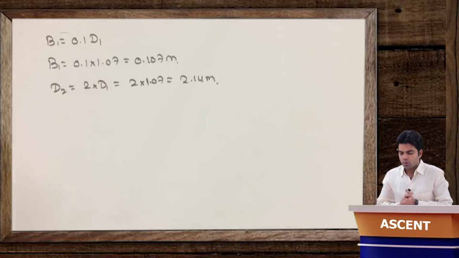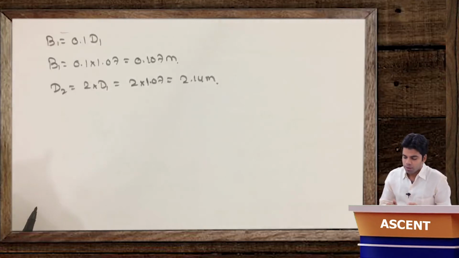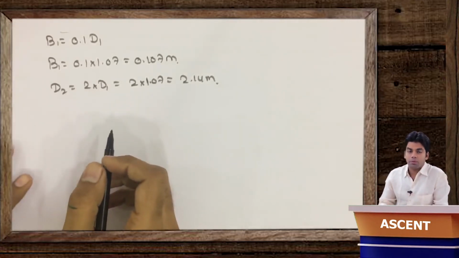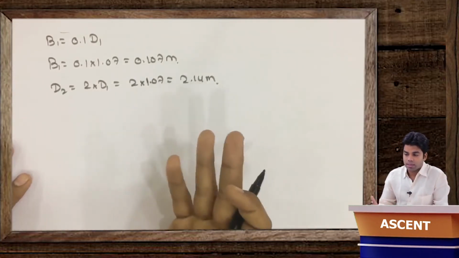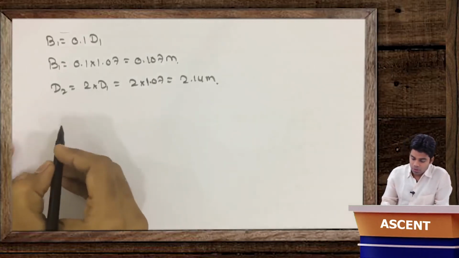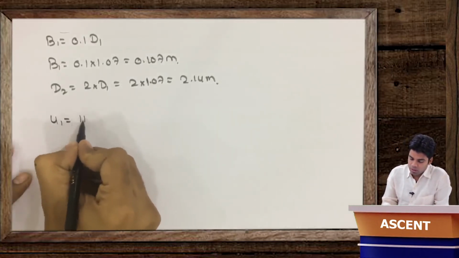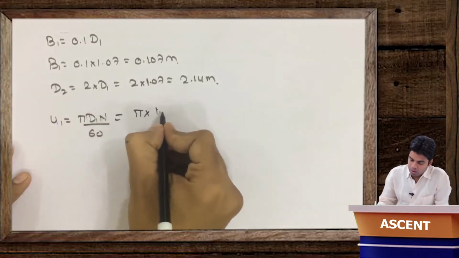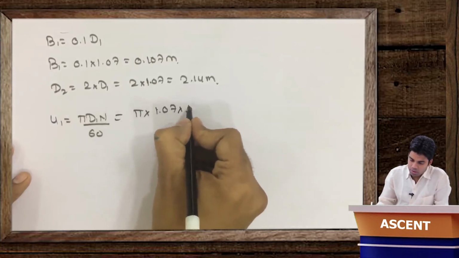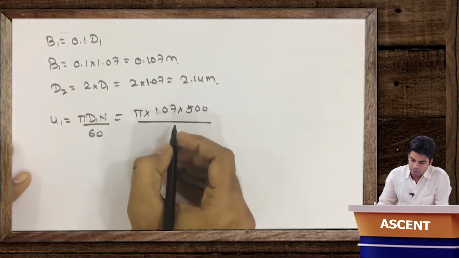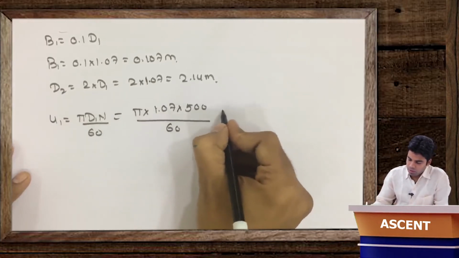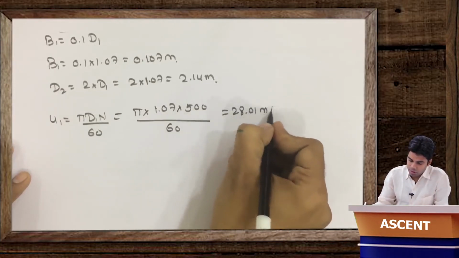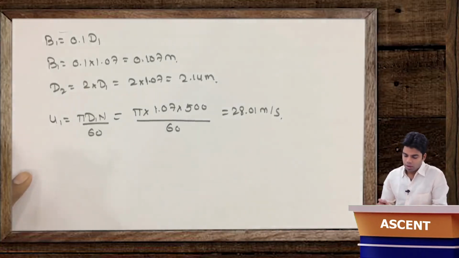Now further, if you want to determine the value of blade angles beta 1, beta 2, alpha 1, alpha 2, for that first you will have to determine the value of U1 and VW1, whether U1 is less than VW1 or U1 is greater than VW1. So first determine the value of U1, which is equal to pi D1 N by 60. Just put the value: pi into 1.07 into 500 divided by 60. From here this U1 will be equal to 28.01 meter per second. This is U1.